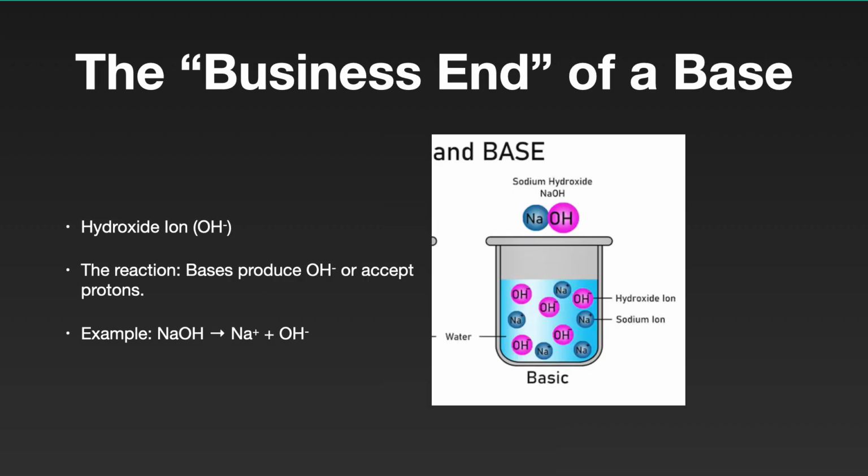On the flip side, the business end of a base is the hydroxide ion, written as OH-. Bases are ionic substances that dissociate in water to release this hydroxide. While we often identify them by the OH- ion, in chemical reactions we also describe bases as proton acceptors. They're looking to pick up the H+ ion that the acid is giving away.